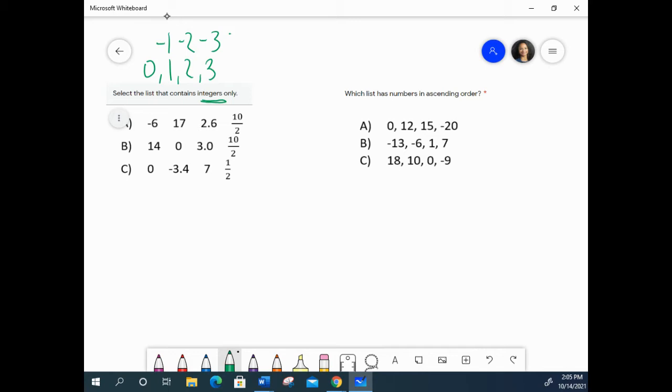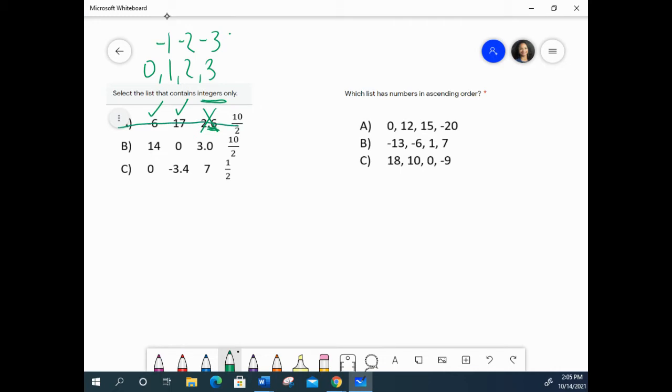So let's look at the first one. Choice A, we have -6. That's an integer. It's the opposite of a whole number. Same thing with 17. That's a whole number. When we have 2.6, because of this 0.6 right here, it is a decimal that can't be simplified to a whole number, so it is not an integer. And because of that, choice A is out completely.